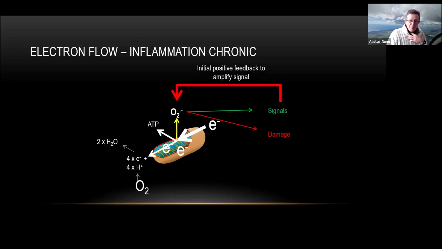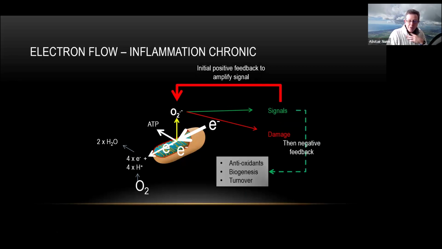But if we think about chronic inflammation, what seems to happen is that for some reason, the negative feedback cycle doesn't seem to operate as well as it should do. And this is certainly what seems to happen partly in the aging process. We end up with subclinical inflammation. And it can lead to damage and a vicious spiral. This certainly happens in COVID, we think. There's more evidence for this now.